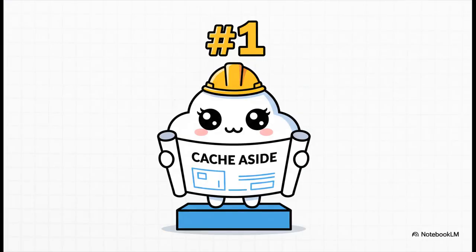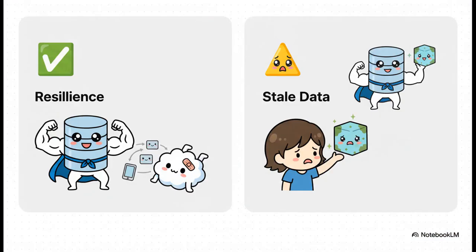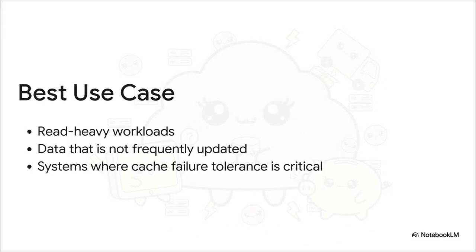All right, first up is the most common one you'll see, cache aside. Think of it as the workhorse. It's pretty simple. Your app is the boss. It checks the cache, then the database. So what's the trade-off? Well, it's resilient. If the cache fails, your app lives. But you might get stale data. So you should use this for read-heavy apps where data isn't changing all the time.